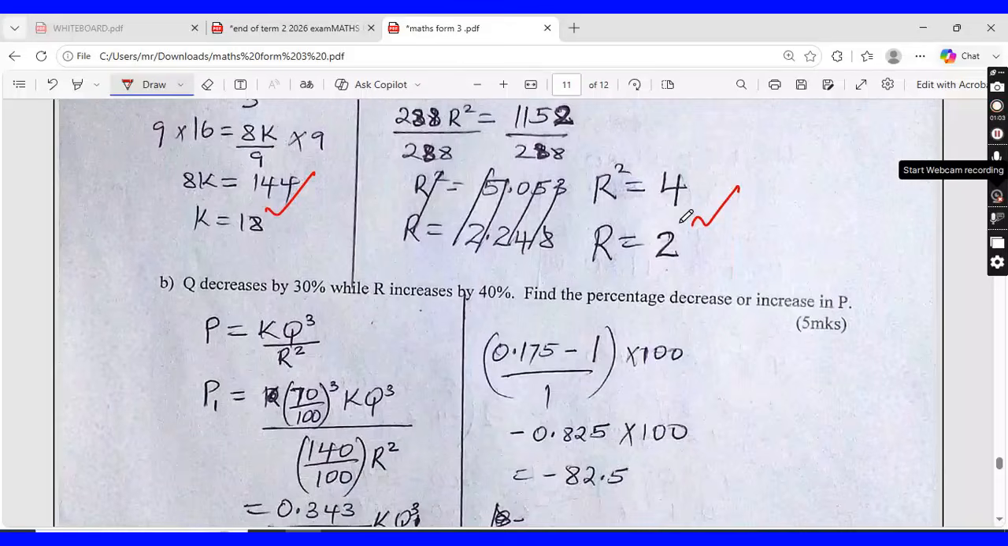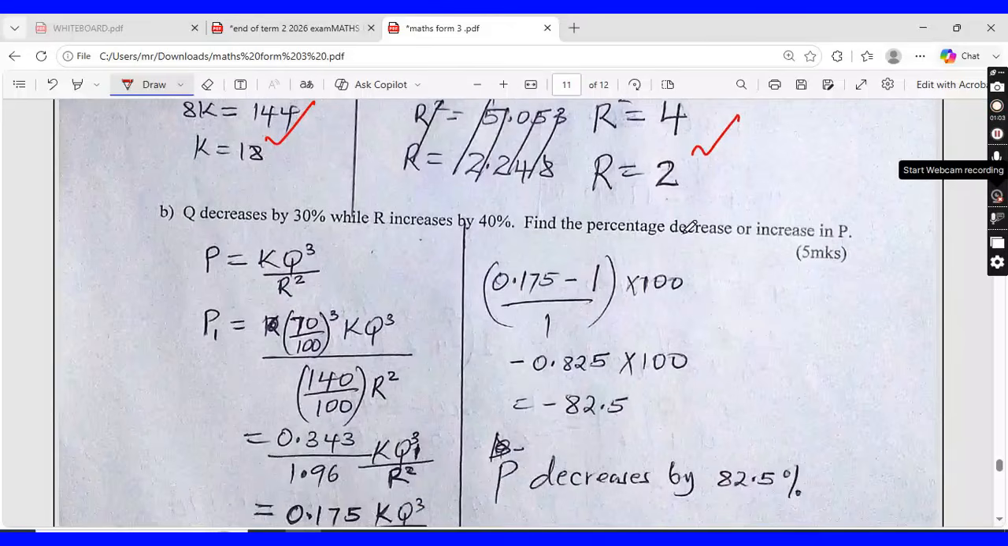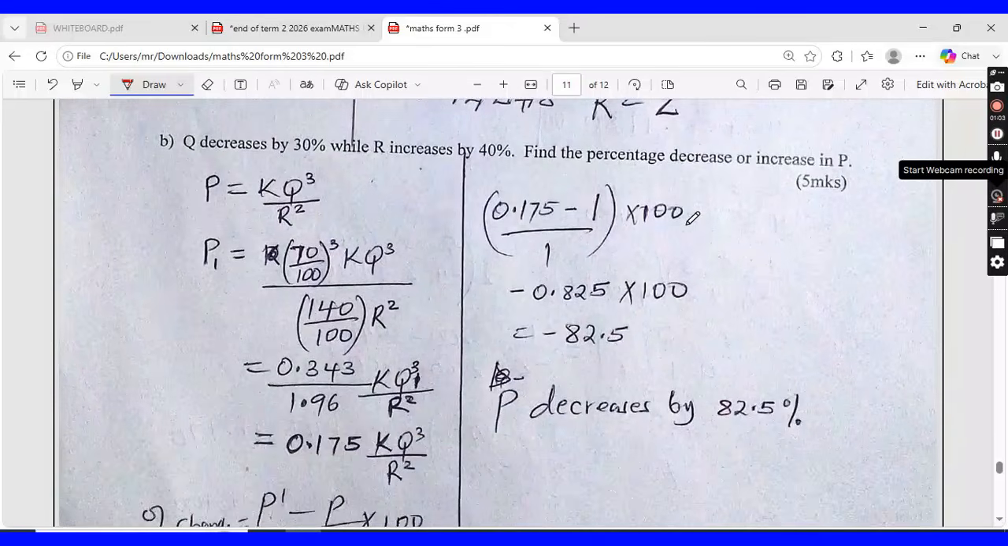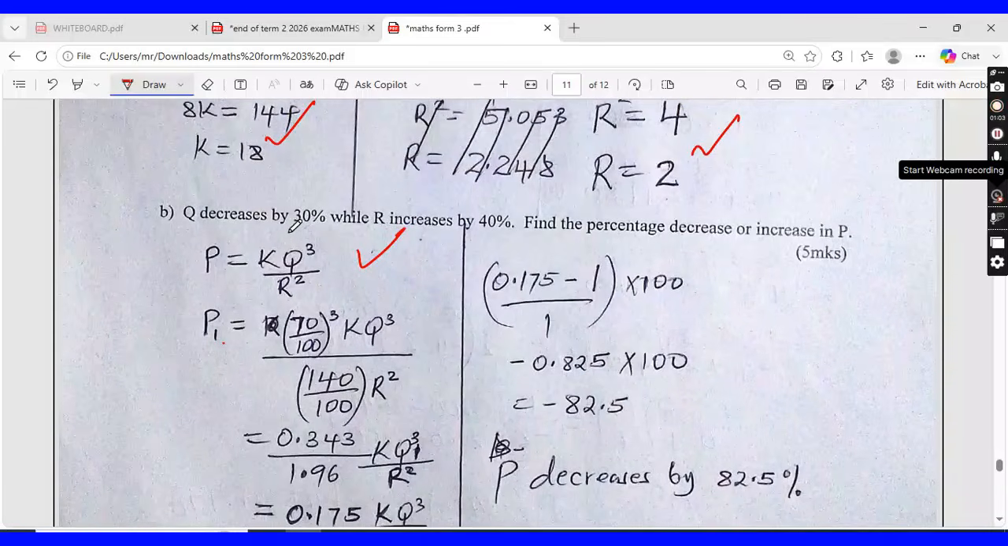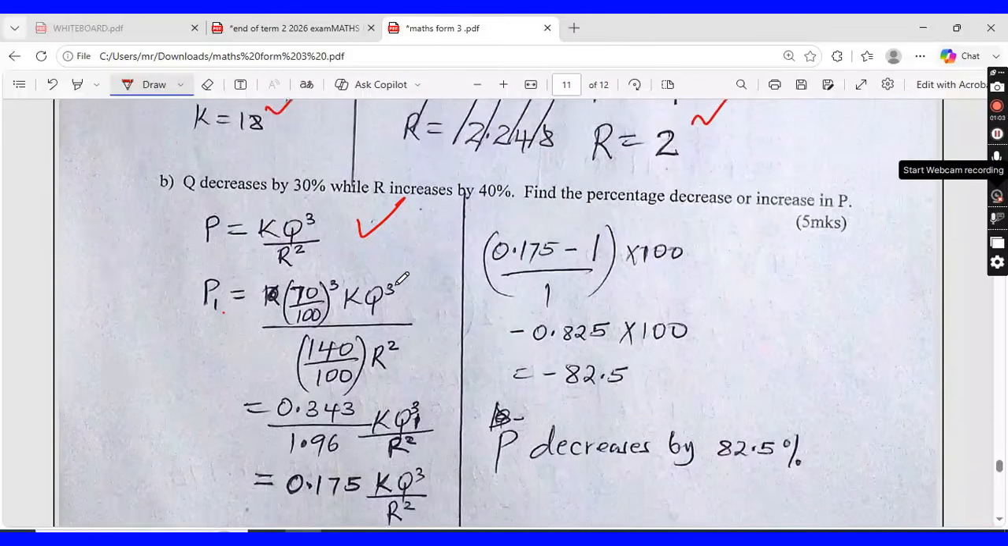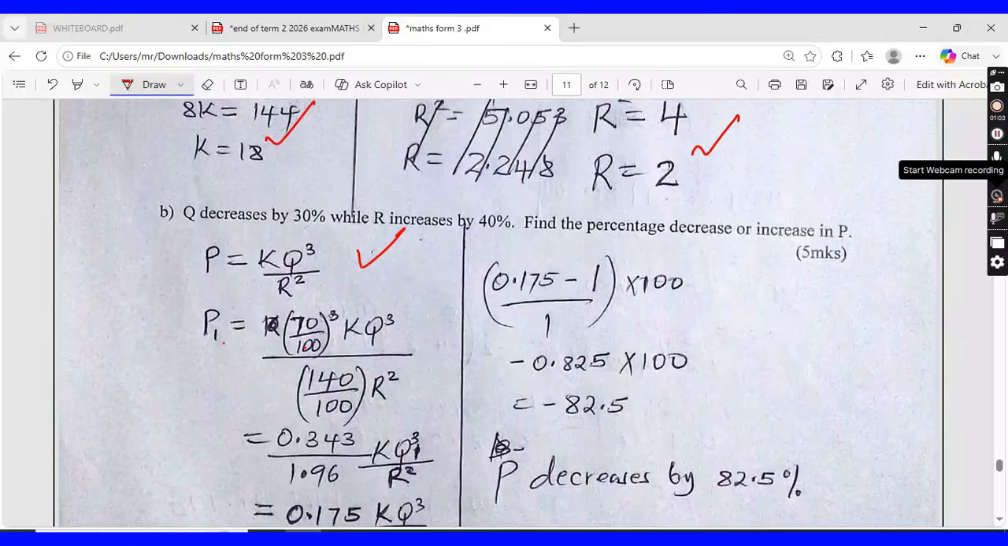Q decreases by 30% while R increases by 40%. Find the percentage decrease or increase in P. So this is the initial value we had, P. This is our P. So our new P1 will be, which one? Q. Q is going to decrease. Decrease means you subtract from 100. So that is 70%. 70 over 100, you cube. Why are we cubing? Because Q is cubed. Then you have KQ, you put that one outside there.